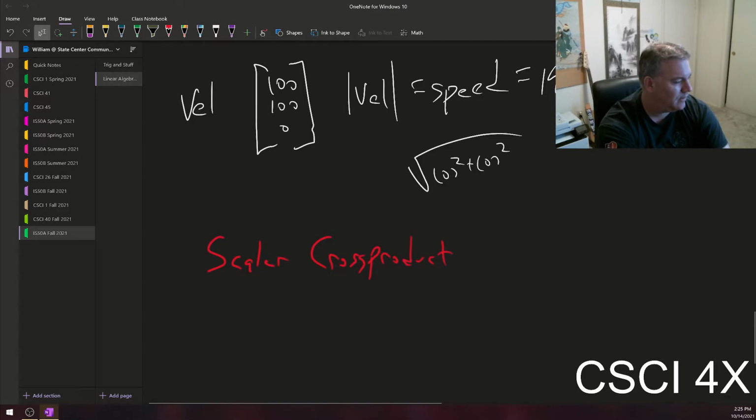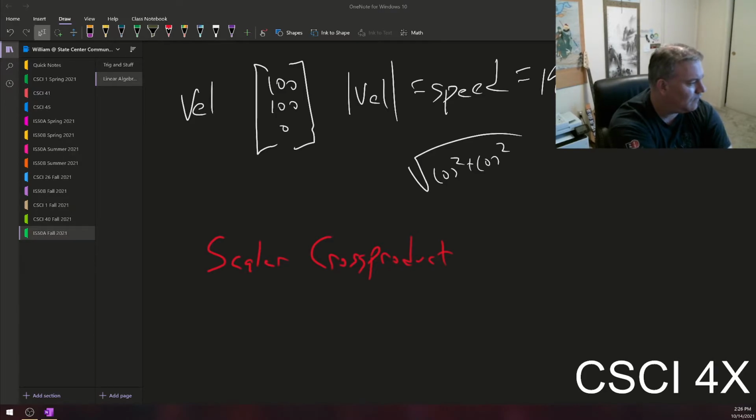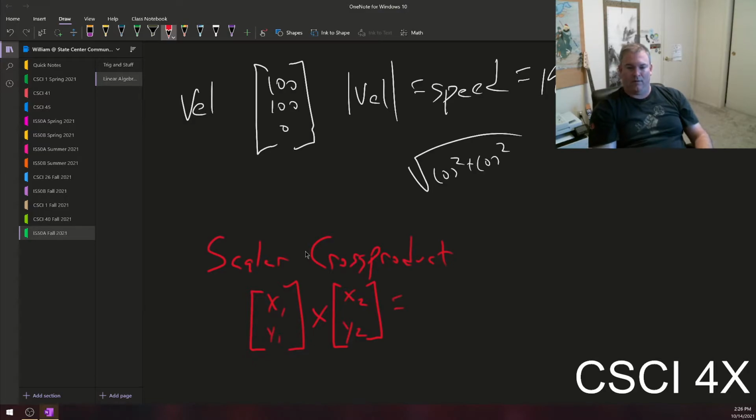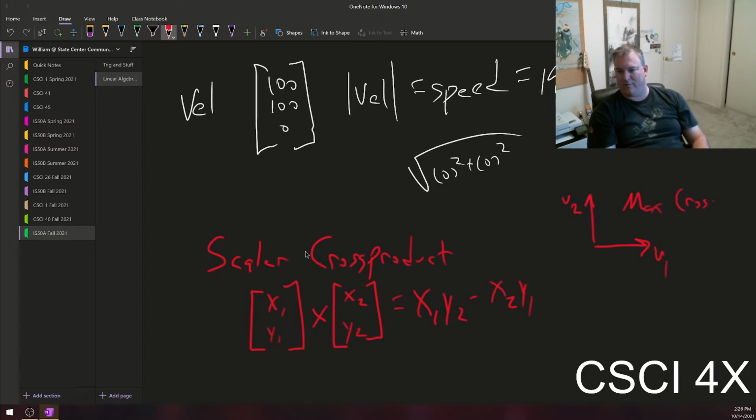Okay, so the scalar cross product. If you have a 2D vector, the cross product is equal to x1 y2 minus x2 y1. The scalar cross product is maximized when you have vector 1 this way, vector 2 this way. This will give you the max cross product.